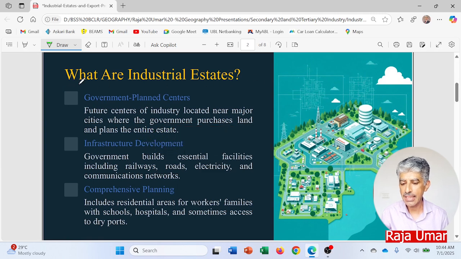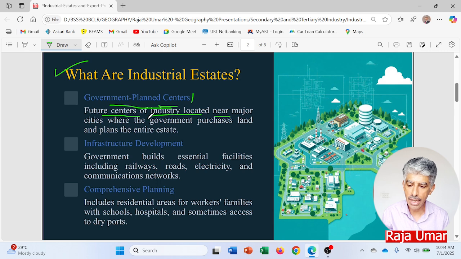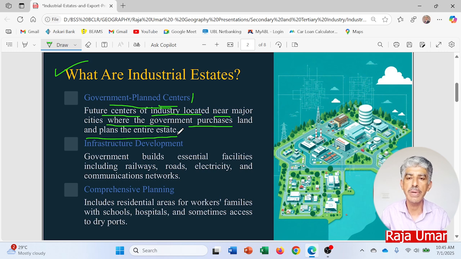What are industrial estates? These are the government planned centers to establish industry. Future centers of industry located near major cities where the government purchases land and plans the entire estate. A big land is purchased and the investors are invited to come and establish industry over there, and the products are made over there, and ultimately this leads to the industrial growth of Pakistan, and the economic development is the major factor.